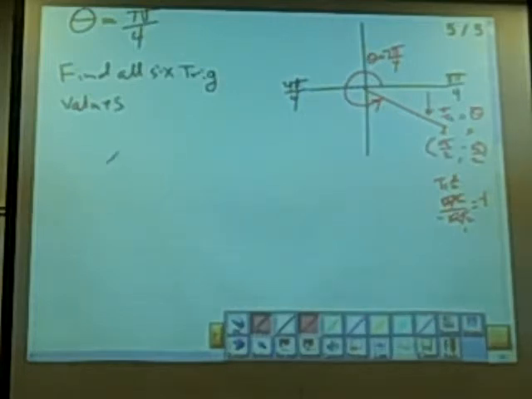So we want to get sine. Go ahead and write sine, cosine, tangent, and then the reciprocal identities. I'm not going to tell you what they are. I want you to go ahead and write those down.